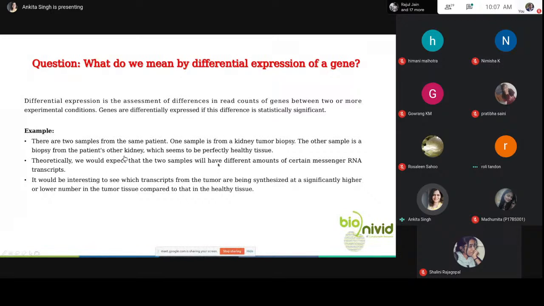There can be two samples wherein one sample is a kidney biopsy, the other sample will be from a patient whose kidney seems to be perfectly healthy. When we are doing a differential gene expression, we can study like so. All these things come under the study of differential gene expression.